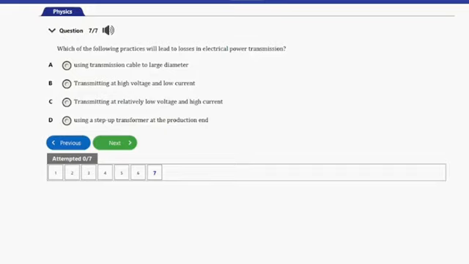The answer to this question is option C here. When you transmit using a relatively low voltage and high current, there will be electrical power loss. There will be losses in electrical power transmission due to heat. So that's it for this question, and option C is the answer to the question.